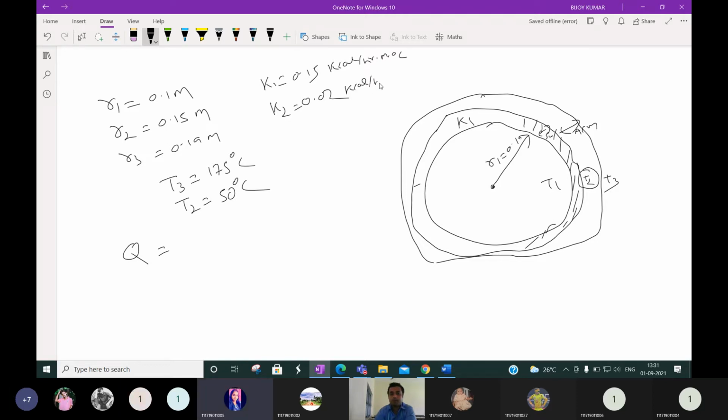Delta T by R. Okay, very good. Delta T by R, simple formula. Then what to put for delta T? T2 minus T1 by R2 minus R1. Yes, delta T is T2 minus T1. By R means R2 minus R1.